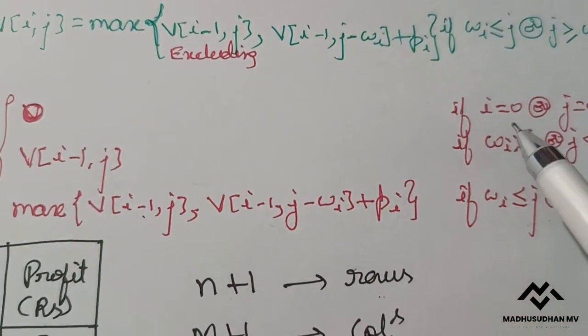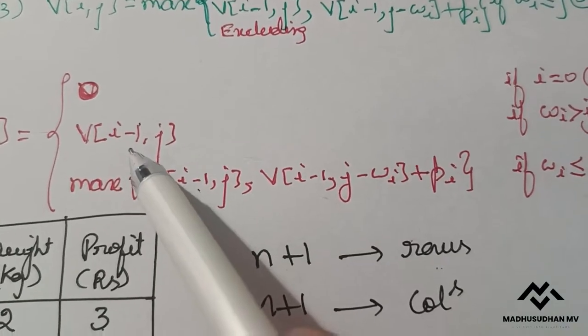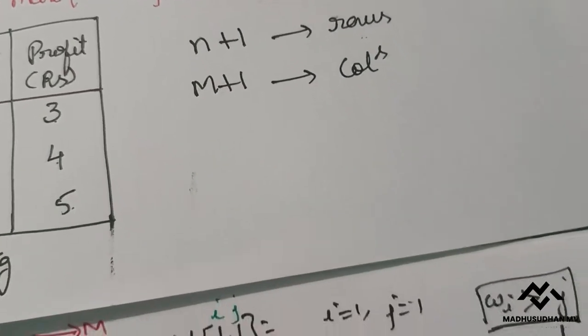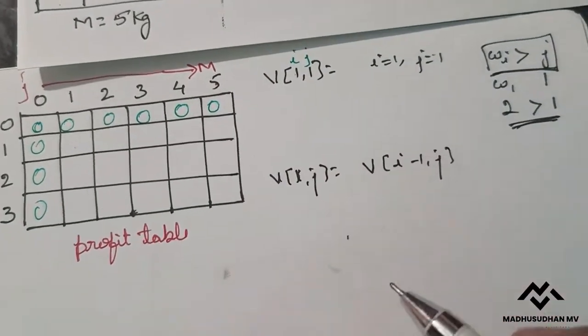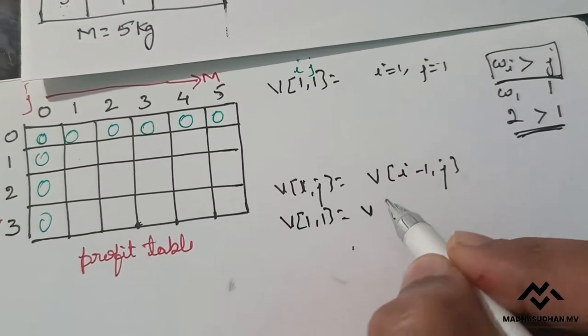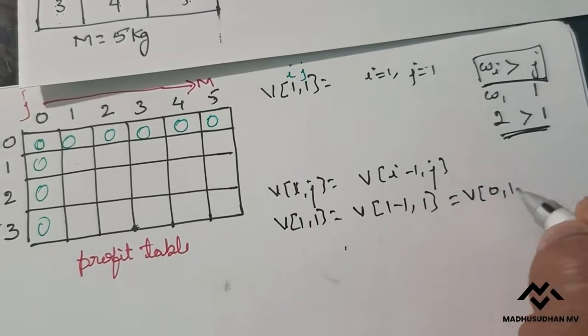So if the weight of the object is greater than j, then we have to use the formula V of i comma j is equal to V of i minus 1 comma j. This is the formula we have to use. So replace the values of i and j. V of 1 comma 1 is equal to V of 1 minus 1 comma 1, which is nothing but V of 0 comma 1.